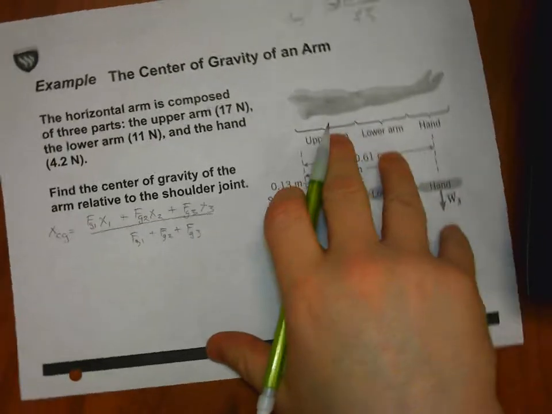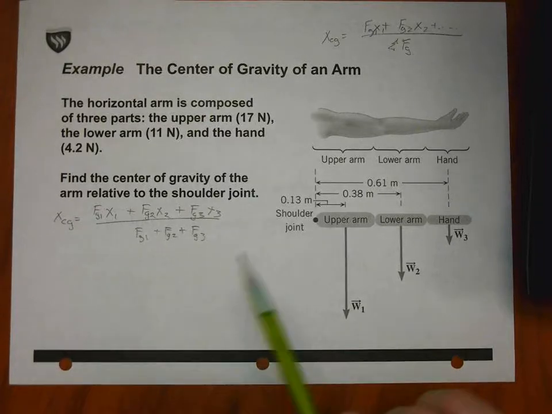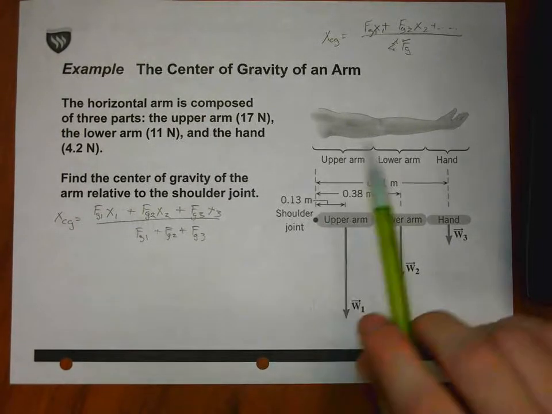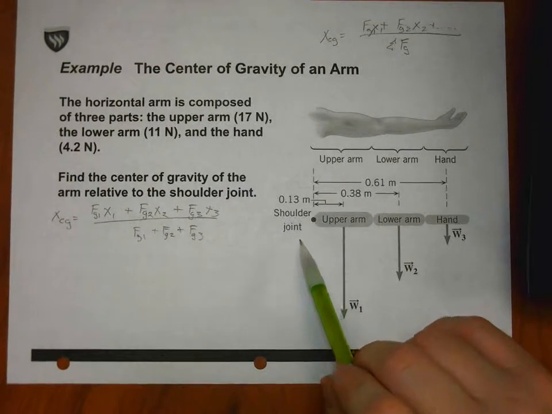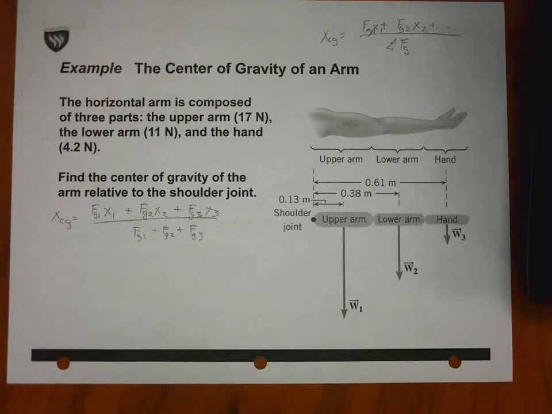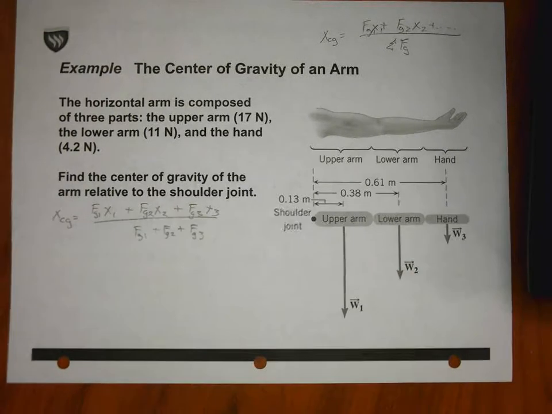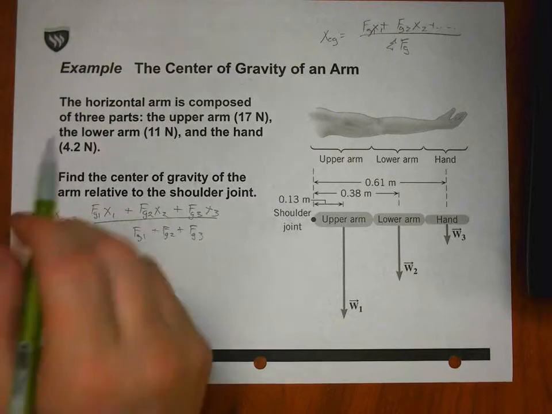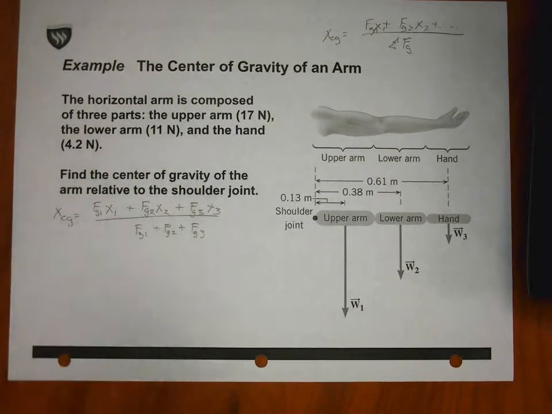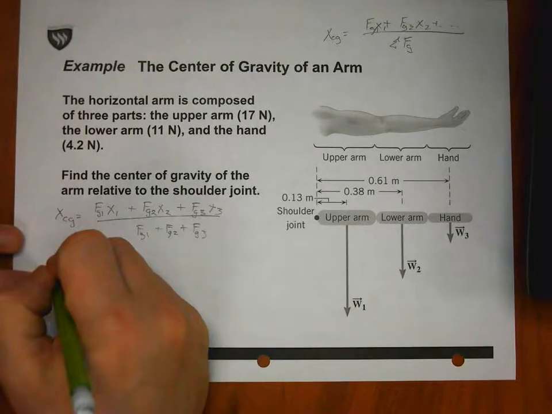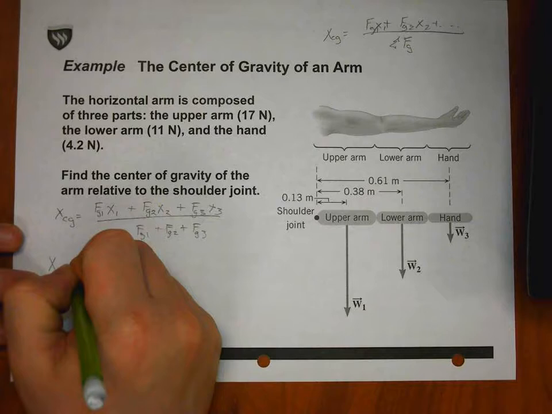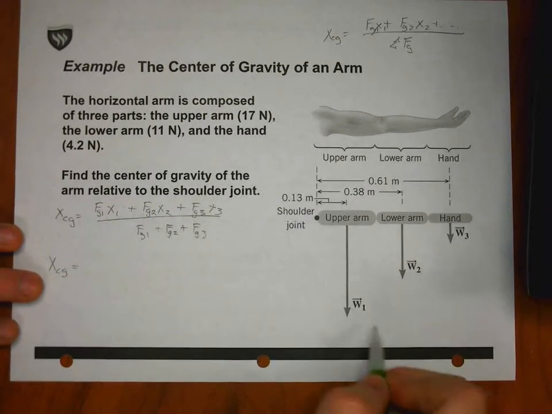Now, an important thing to note is what are these x's? Well, these are measured relative to the shoulder joint. Why? Just because the problem gave these measurements relative to the shoulder joint. That could be relative to anything. Just remember that when your answer comes out, whatever that distance is, that's the distance measured from the axis point that you chose.